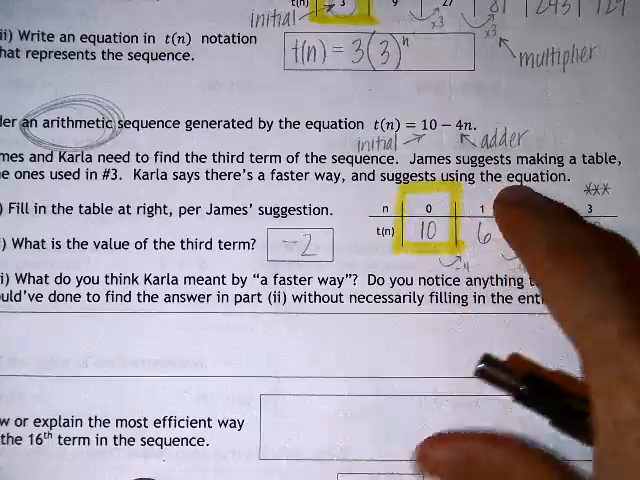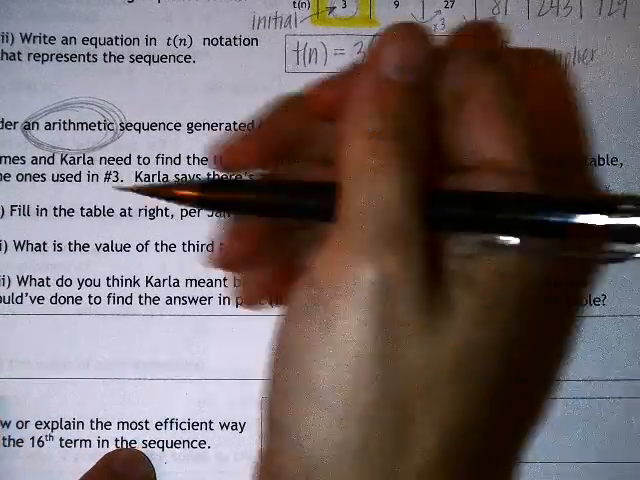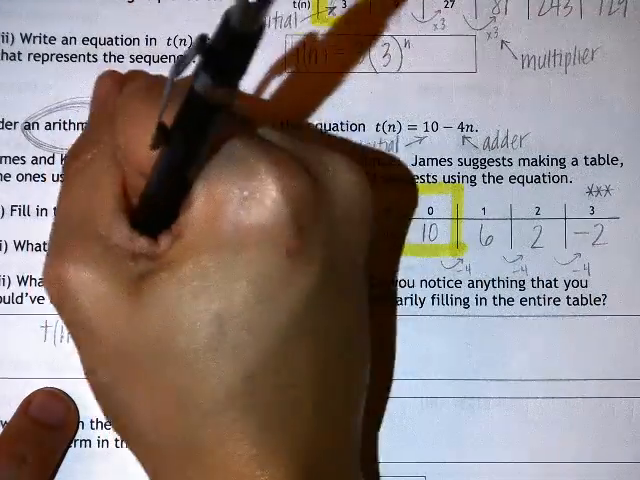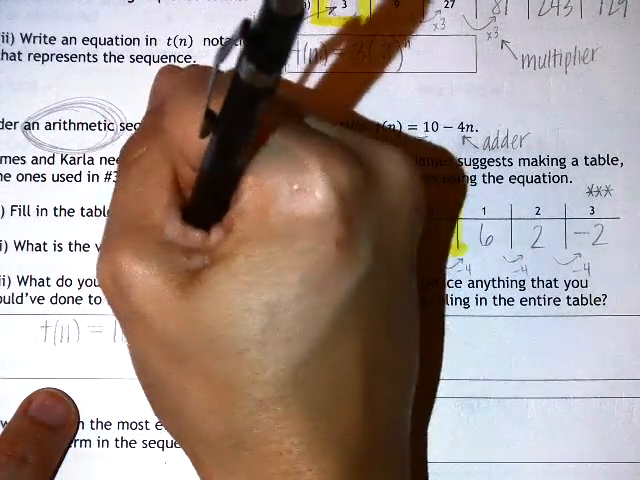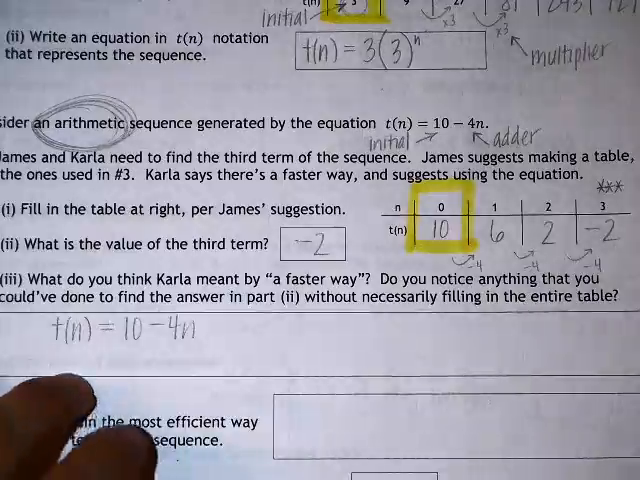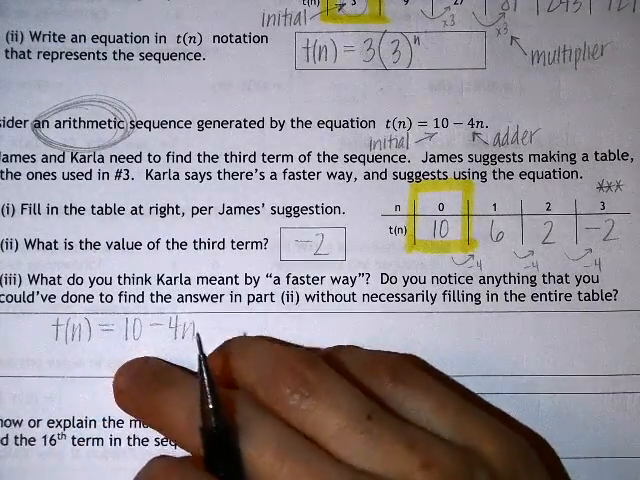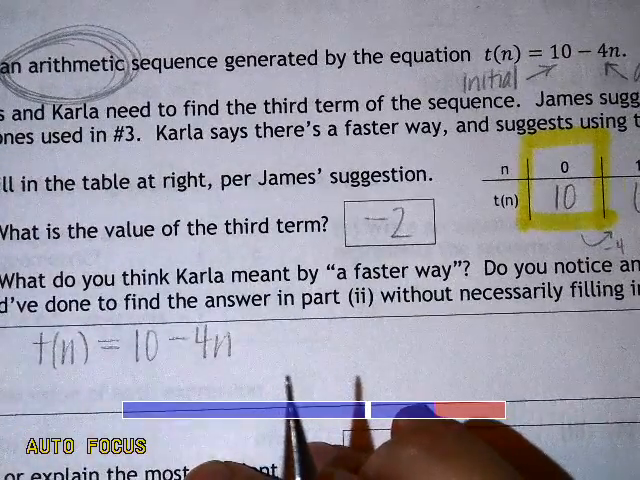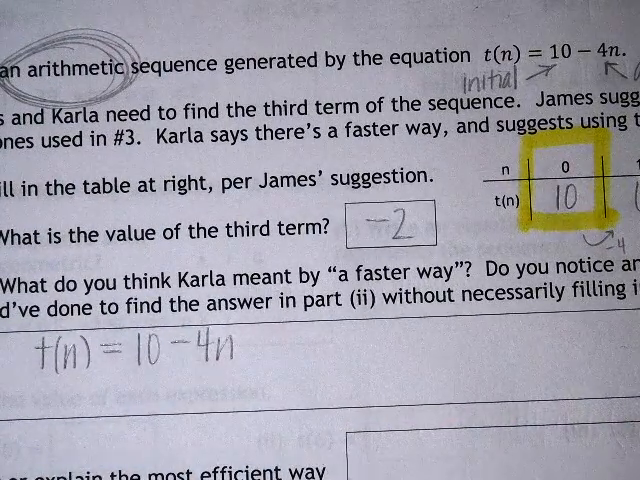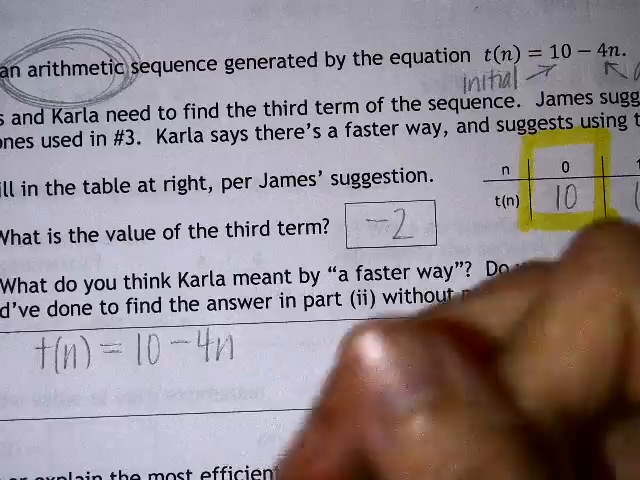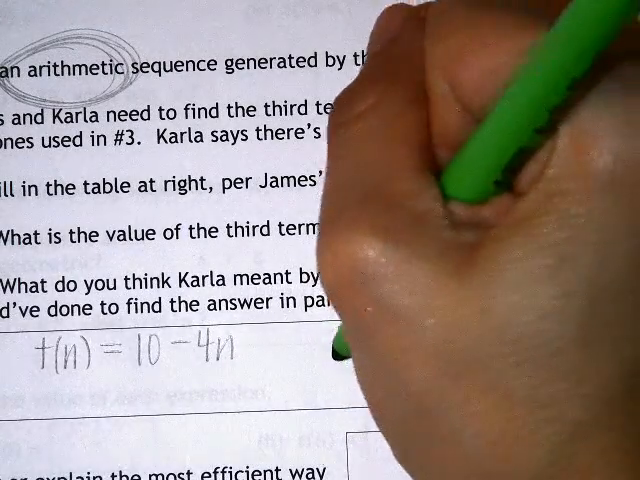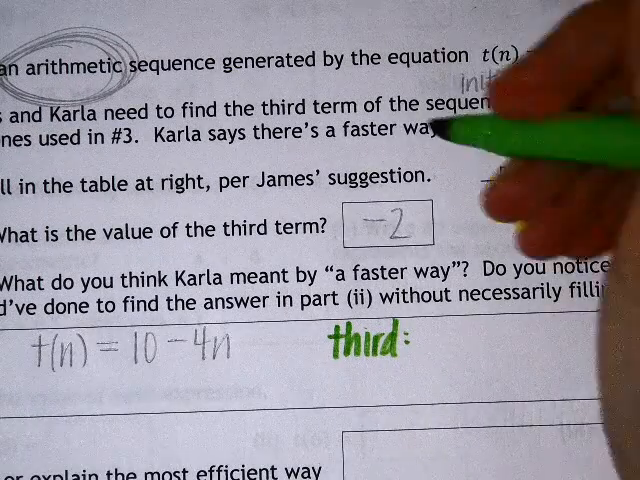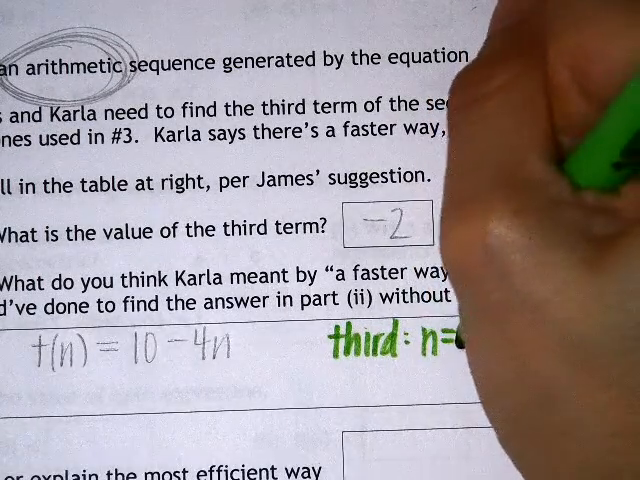She suggested using the equation. So let's think about the equation. I'm going to copy it just so I have it in this answer space. T of n equals 10 minus 4n. Now, because we wanted to find the third term, this is where Carla might have been thinking a little bit more logically. If I want the third term, the word third, and I'm going to write this in a color so you can see it, means n equals 3.